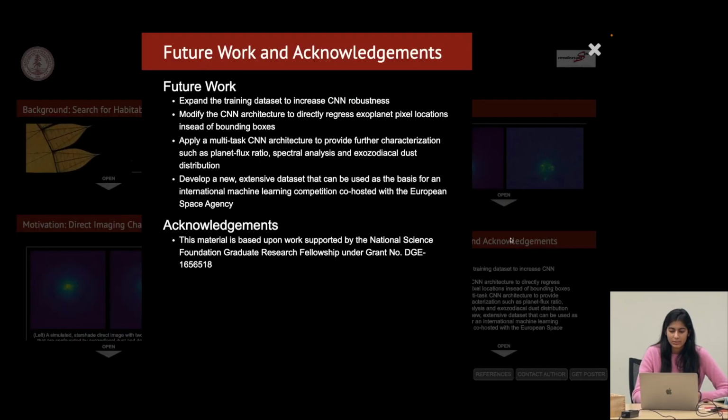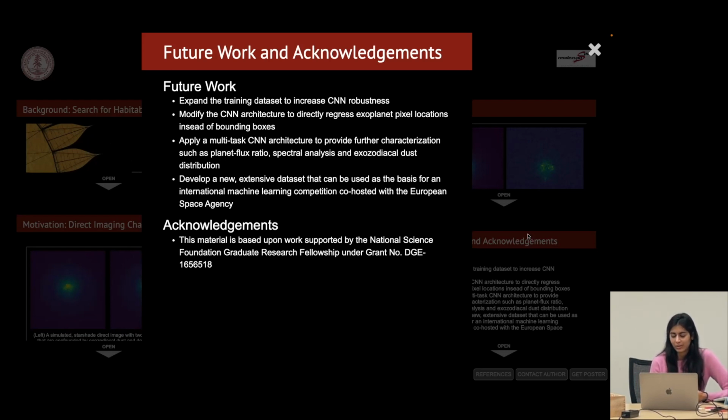And then just to conclude, future work, there's quite a bit of work still to do here. The primary first step towards improving the robustness of our CNN is to increase our training data set size. This is either through simulating more images using Sister or other methods to artificially inject more planets into the current data set that we have to diversify it.